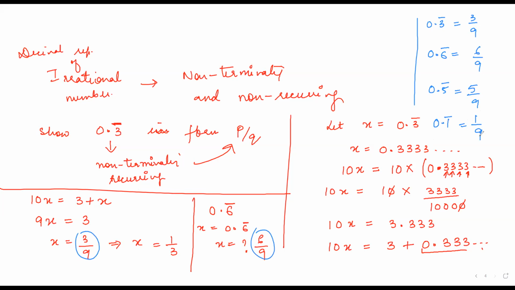Okay. If you have three repeating numbers, 999 will come in the denominator. I'll give you one example of each. So if I say you convert this, find this, 0.35 bar. Now you convert this in the form p by q. Same way, what will you do? x is equal to 0.35 bar, right?